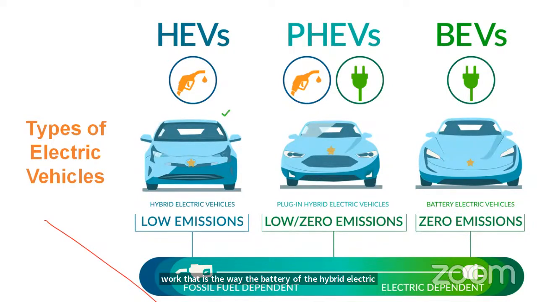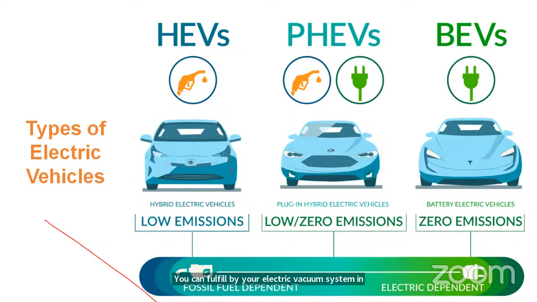In a plug-in hybrid electric vehicle, the same thing is there. Additionally, you can charge the battery pack from external power sources, and that's why in a plug-in hybrid electric vehicle the battery packs are slightly bigger compared to a hybrid electric vehicle. You can fulfill your daily commute requirement, like going daily to your office, school or college, by the electric system in a plug-in hybrid electric vehicle.